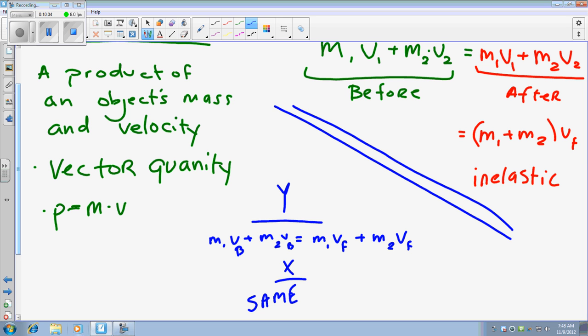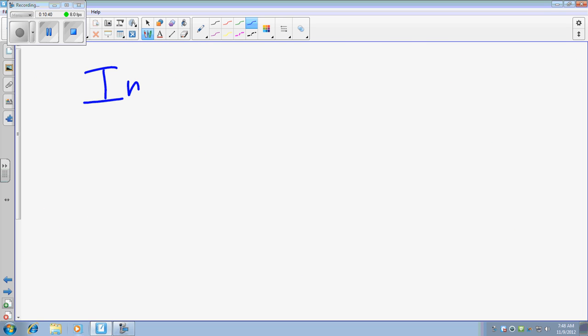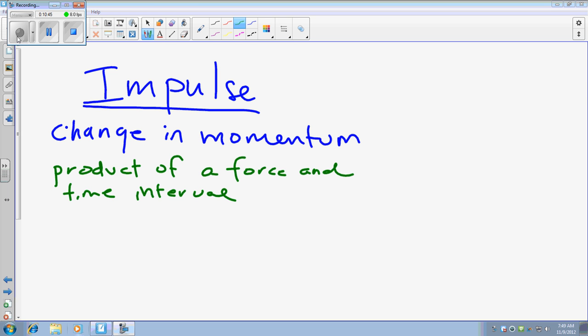two-dimensional conservation of momentum. All right, last thing, impulse. Let's pull up a new slide. So when we think about impulse, we can think about it as a change in momentum. We can also think about it, however, as just really the product of a force and the time interval that that force is being applied. So this has two different ways when we're thinking about it.